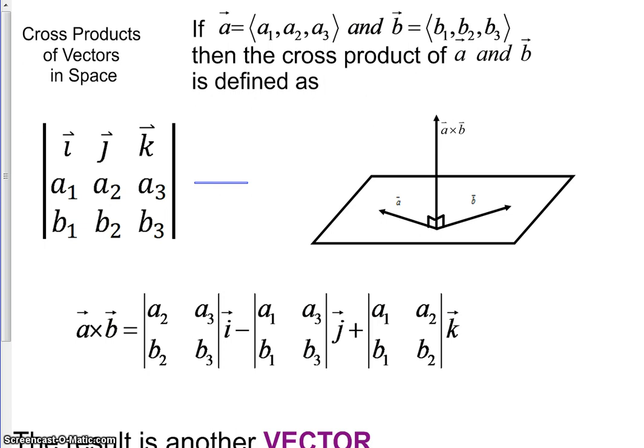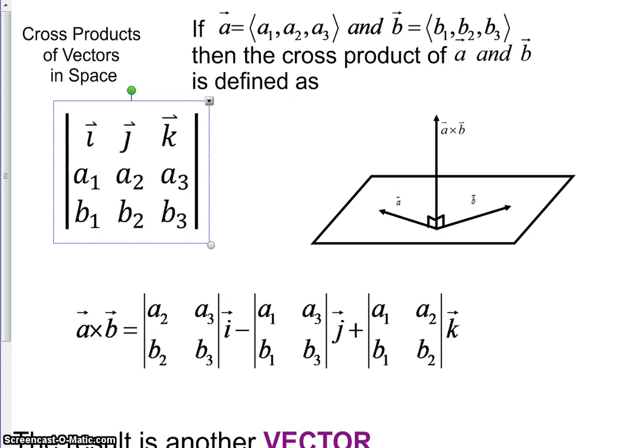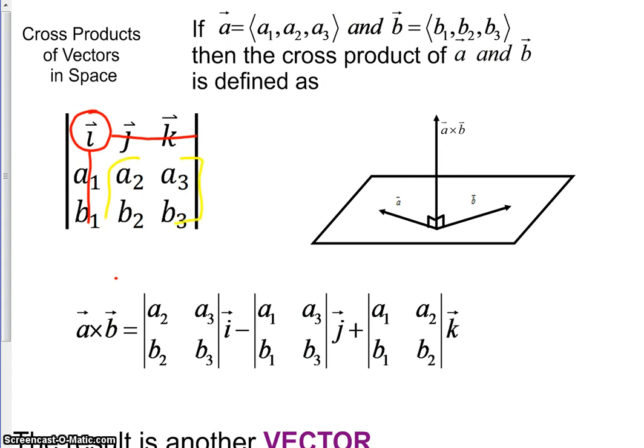And then you take that times the first vector you're talking about and the second vector. So our first vector is here, and it's shown as a sub 1, a sub 2, a sub 3. The second vector is our b vector, and it's shown as b sub 1, b sub 2, b sub 3. So we take your first value, your i, and you ignore the rest of the things that are in that row and in that column. What's left right here is a2, a3. Look how that matches here, all right? And we're going to take the determinant of that.